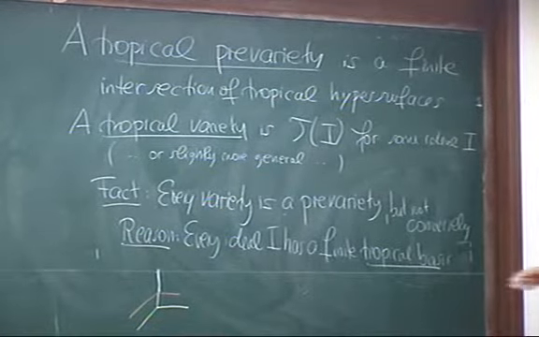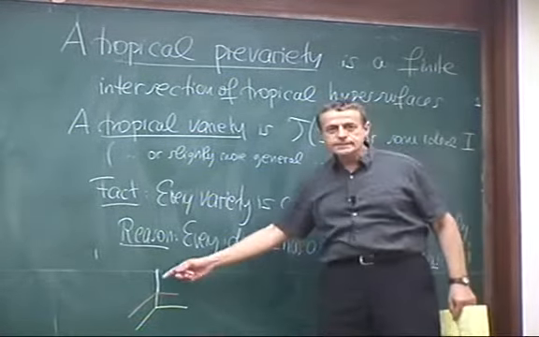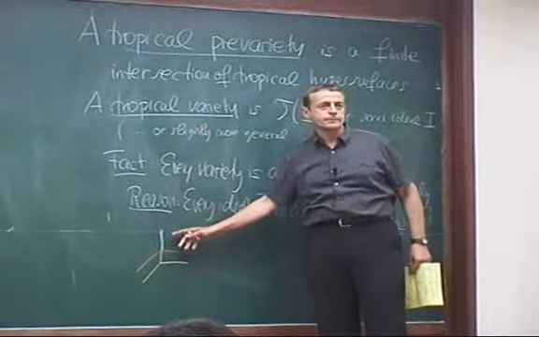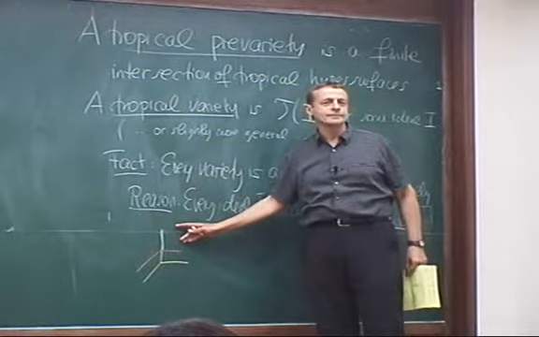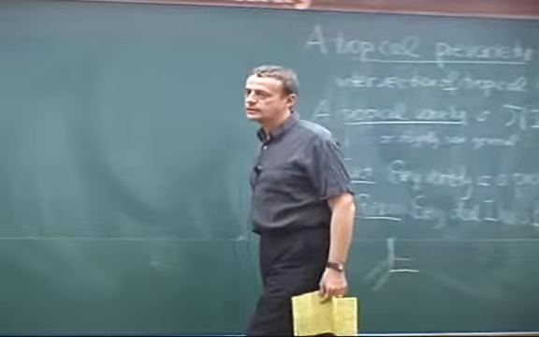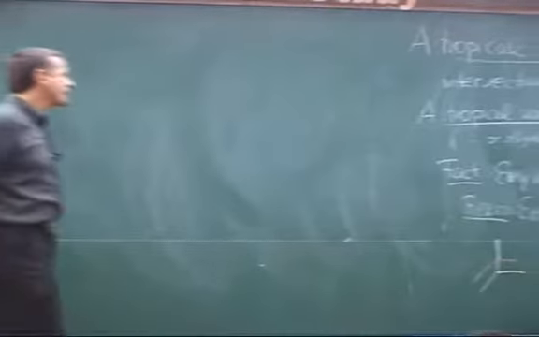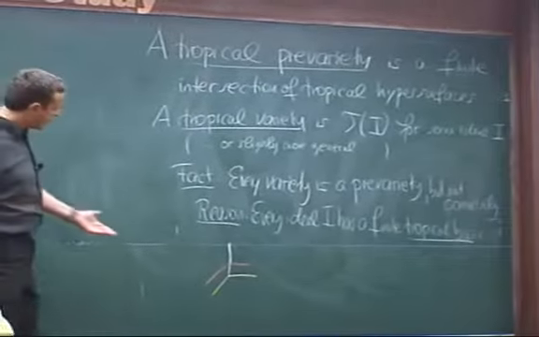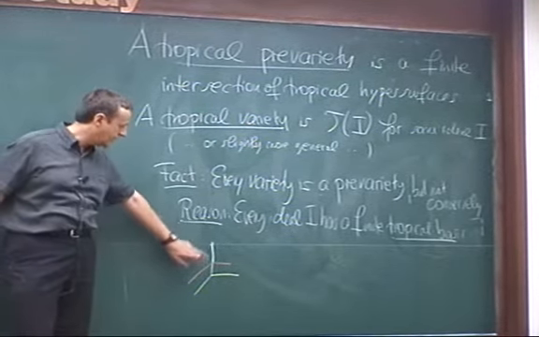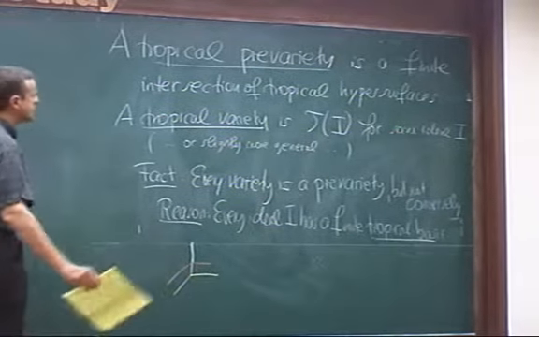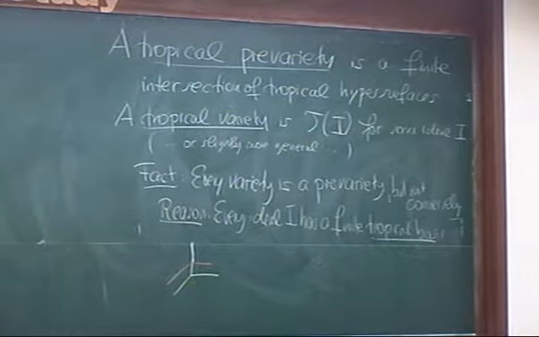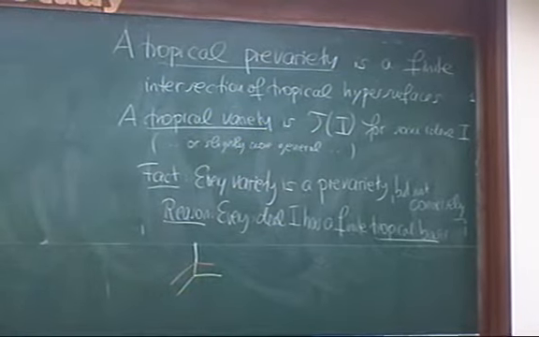For instance, if you take 2 lines in the plane in special position, this blue half ray is a pre-variety, but it's not a variety. It's not balanced, and a tropical curve in particular has to be balanced. This blue half ray is a finite intersection of lines, so this is a pre-variety but not a variety. The reason is that every ideal has a finite tropical basis, which says that varieties are in particular pre-varieties.